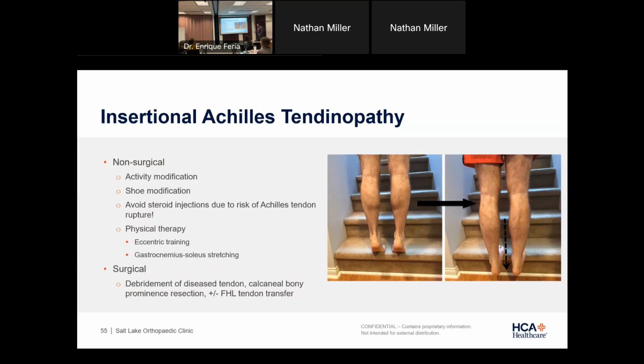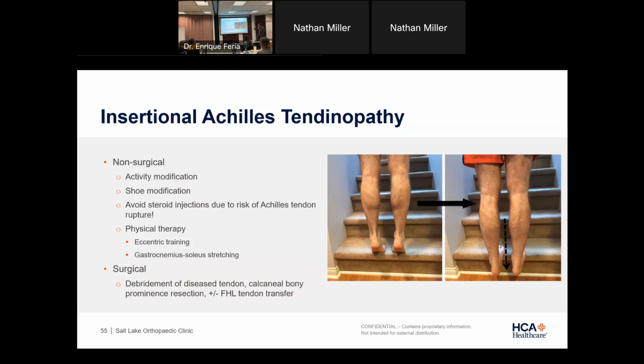Physical therapy is the mainstay of treatment, though, and you want to do something called an eccentric strengthening training program, where this picture is showing you an example of what that looks like. You go up on your tippy toes, and then as you slowly come down, you're stretching it, but also working on strengthening the calf muscle simultaneously. That's what eccentric strengthening involves.